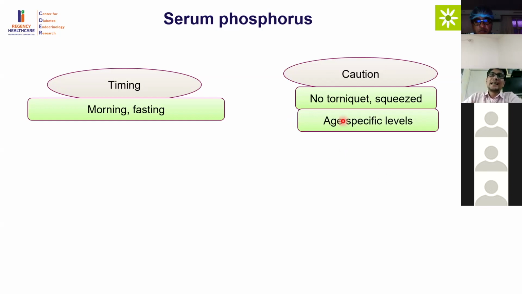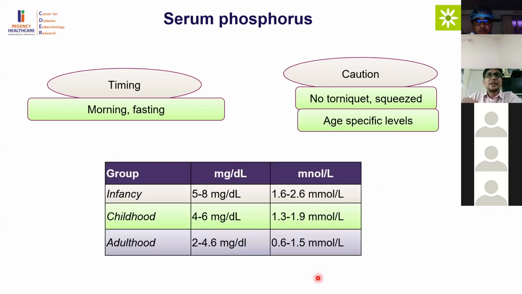Along with that, age specific levels we have to keep in mind, because in the pediatric age group the level is quite different. In infancy it is 5 to 8 milligram per deciliter. We often remember 4 to 6 in children, while it is low in adulthood.